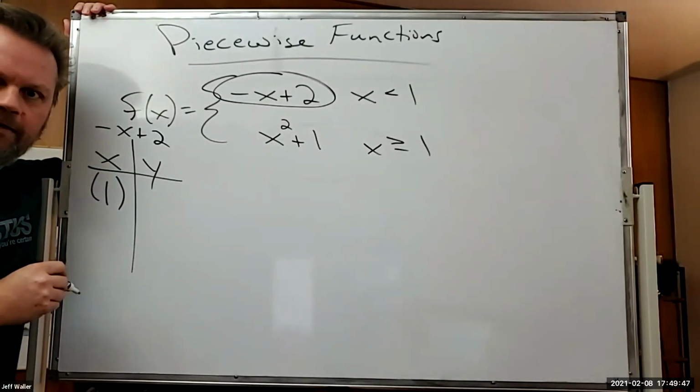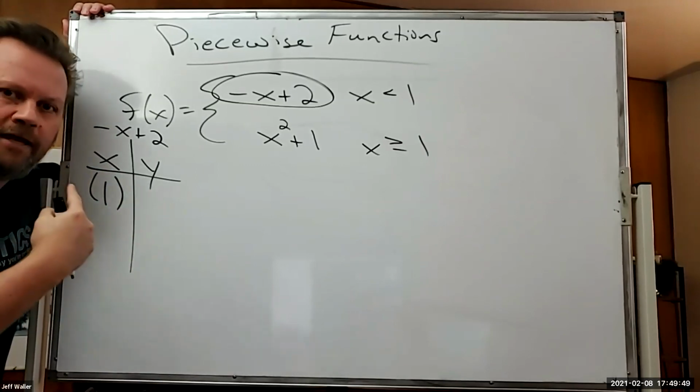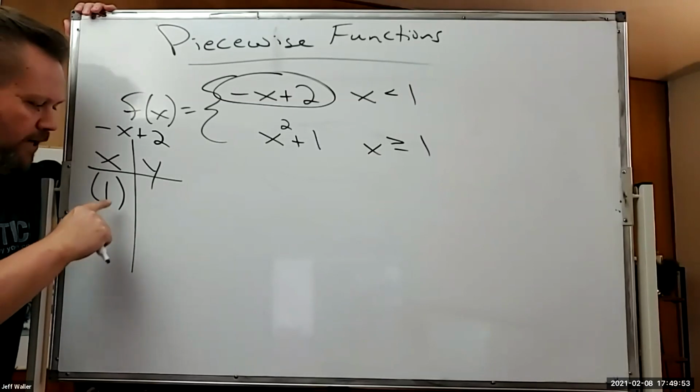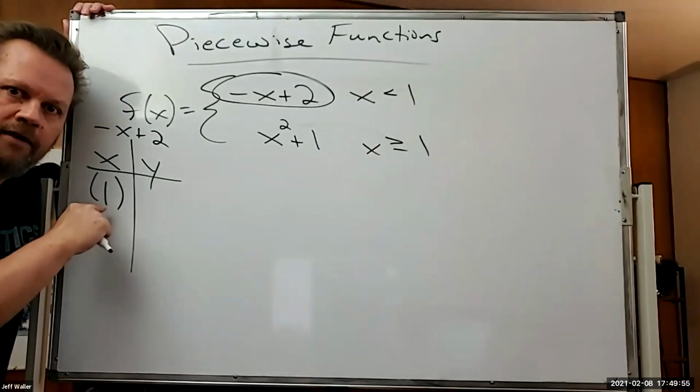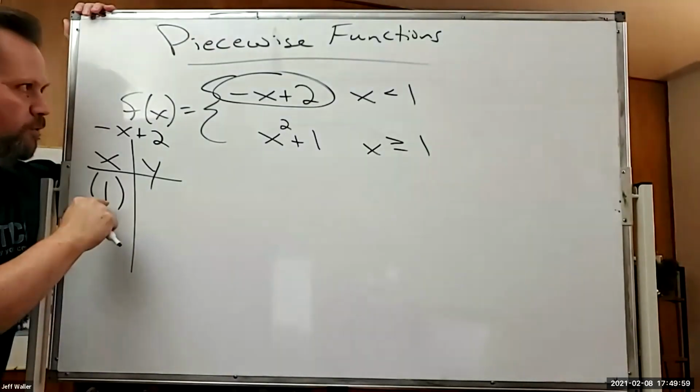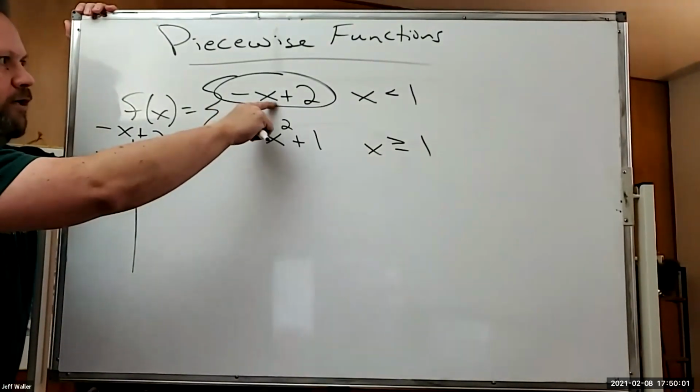Yeah. I like it. And I do that. I made that up. I'm not claiming, ooh, look at me, I'm amazing. I just did that to remind myself that that's where the open circle goes. I'm not allowed to use 1. So what would I get if I put a 1 here?